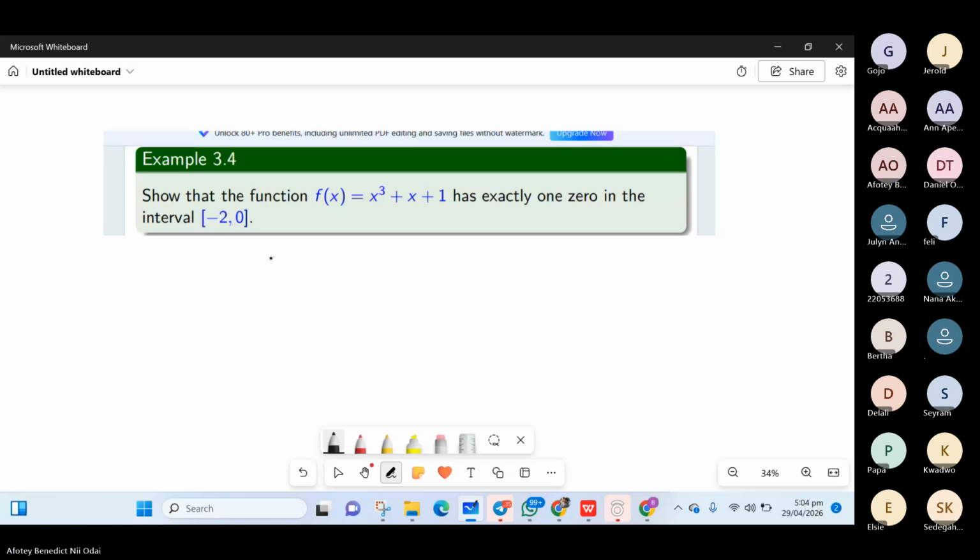So we have to show that there is exactly 1 zero. Just 1 zero. First of all, we have to show that there is a zero, a point where f of x is equal to 0. And how can we show this? By Bolzano's theorem.